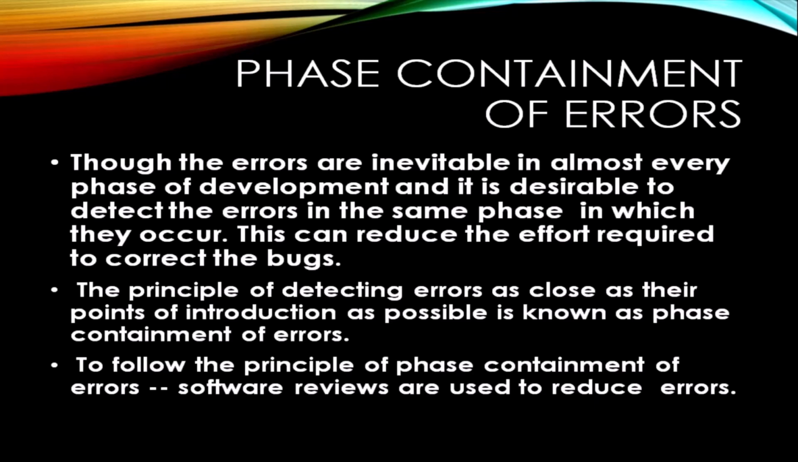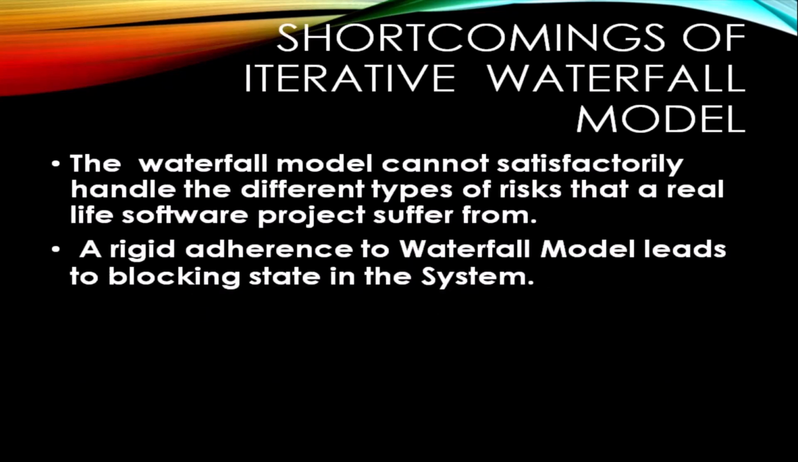The principle of detecting errors as close as possible to their points of introduction is known as phase containment of errors. To follow the principle of phase containment of errors, reviews are done to reduce the errors. Shortcomings of the iterative waterfall model. The waterfall model cannot satisfactorily handle the different types of risks that a real life software project suffers from. A rigid adherence to the waterfall model leads to a blocking state in the system. Means the persons in the next phase will have to wait until the earlier phase is completed.